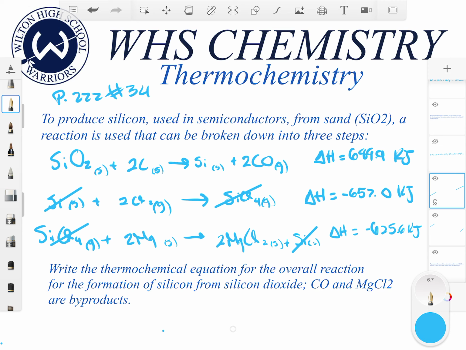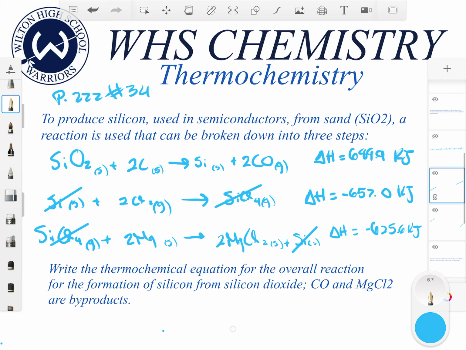Now, if we look at what we have left, we have SiO2, carbon, silicon, carbon monoxide, magnesium, chlorine, and magnesium chloride. If you read again the information that we're looking for, each of these compounds and elements are the essential parts of this equation. So that means we have canceled everything that is non-essential, and now that we have just the essential compounds left, we can write our overall thermochemical equation.